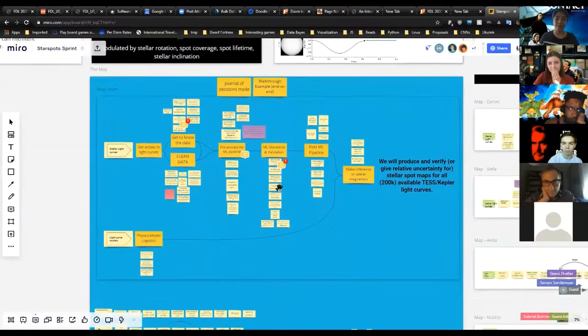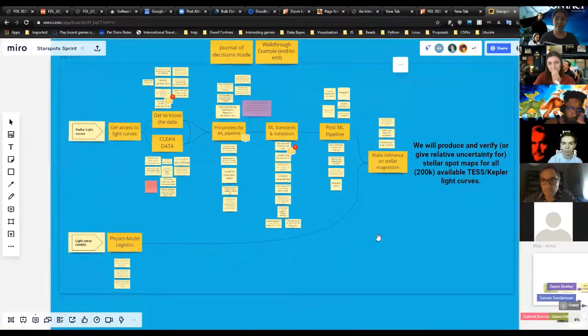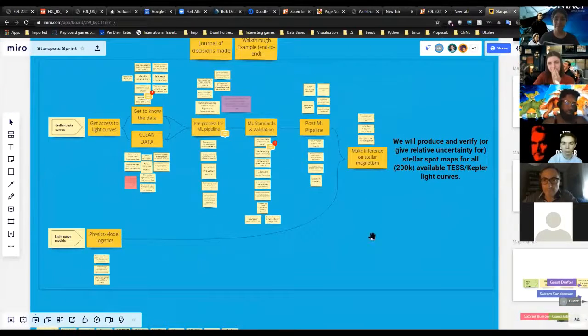And here is a general quick map of our challenge so far. As we go today from having stellar light curves, so our data, and models of these light curves that we can run at will, and we can create as many as we want with as many properties as we want. We basically want to combine them in some meaningful way to produce and verify the relative uncertainty for stellar spot maps for all these stars.